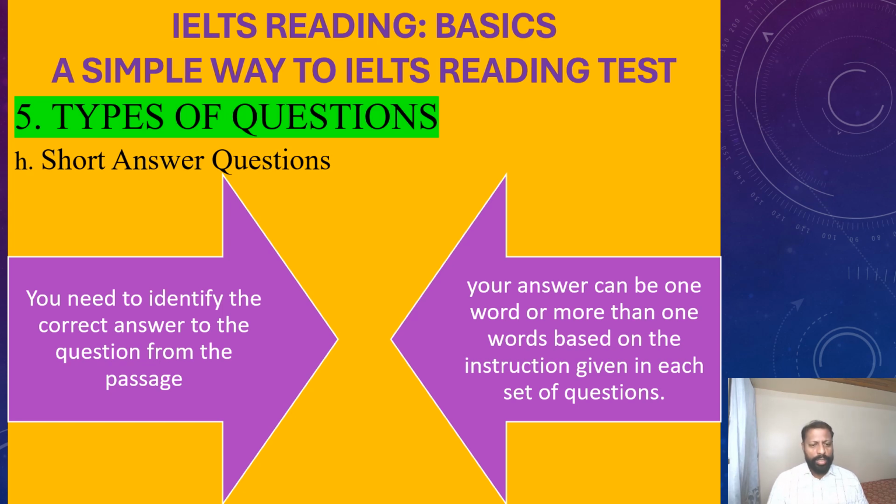That would mean there would be a direct question asking you to find out the answer. So you need to answer the direct questions here. Look at the information. You need to identify the correct answer to the question from the passage. So read the question, underline the keywords, go back to the passage, skim and locate the relevant answer, then write the correct answer. Your answer can be one word or more than one word.